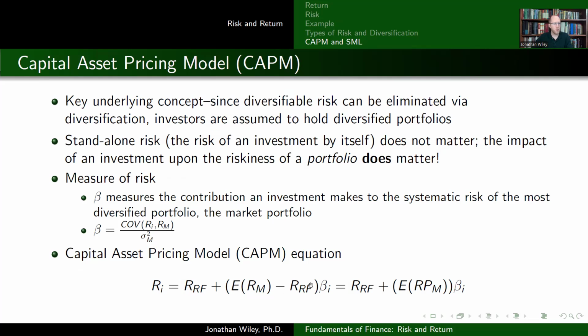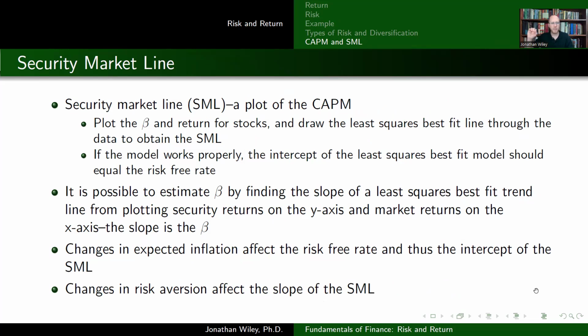This is going to be my slope: the expected return on the market minus the risk-free rate is going to be my slope. This beta is going to be my x variable. This return is going to be my y variable. So all we're doing is plotting this equation, and we're calling that plot, and the line that we can draw on that plot, the security market line.